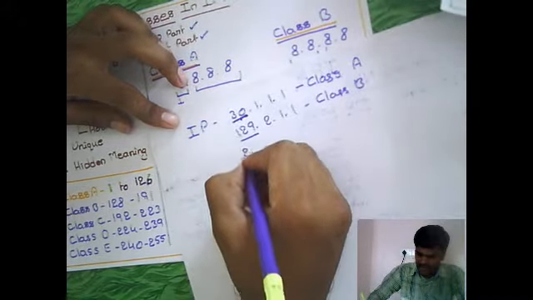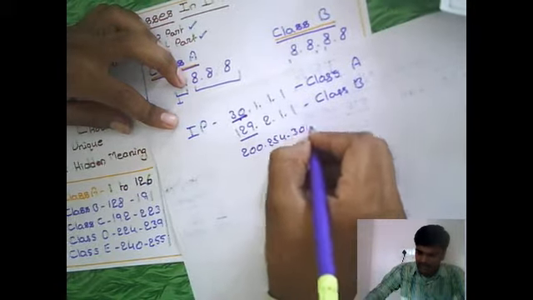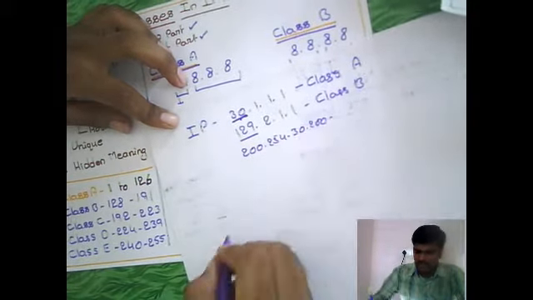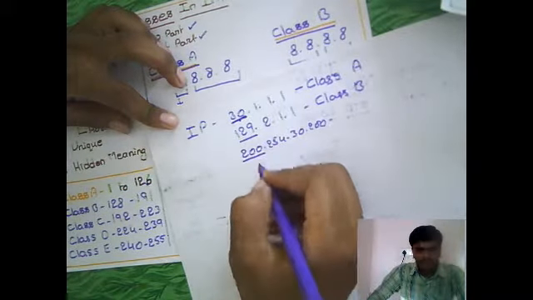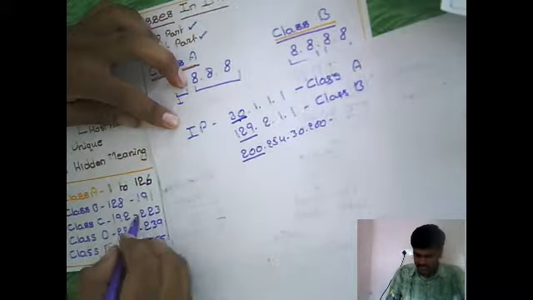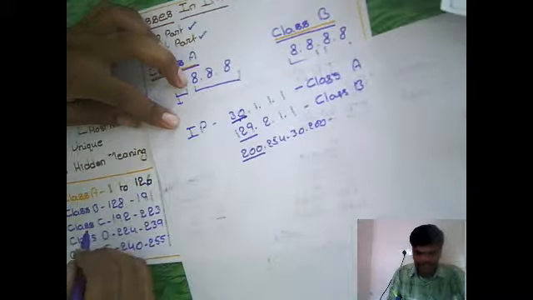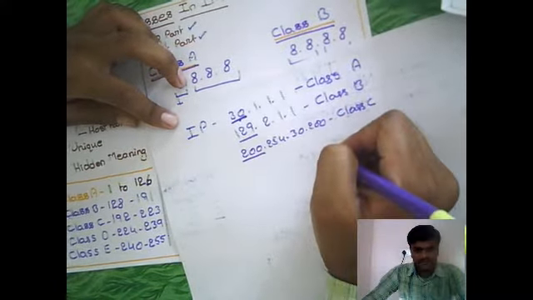Now if you take 200.254.30.200, in the same way, consider the first octet, and see which range it comes under. This comes under class C, so we can say this is a class C address.